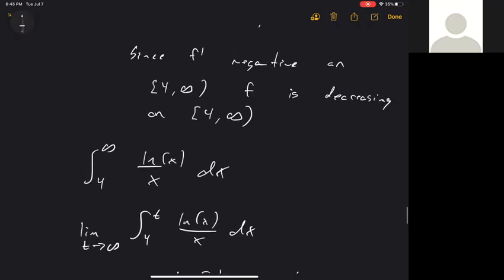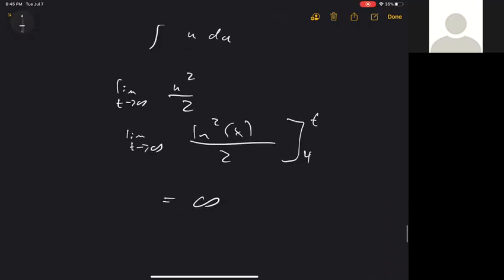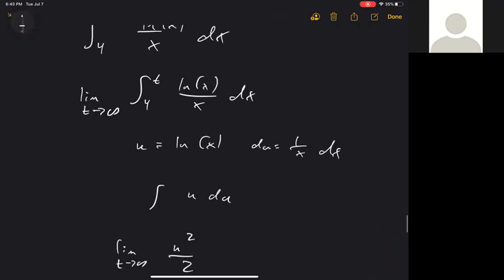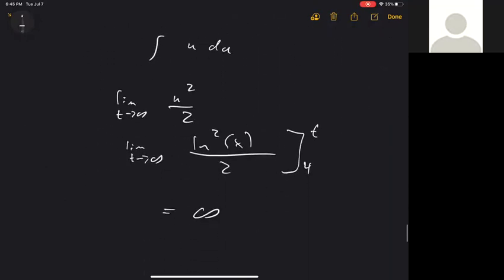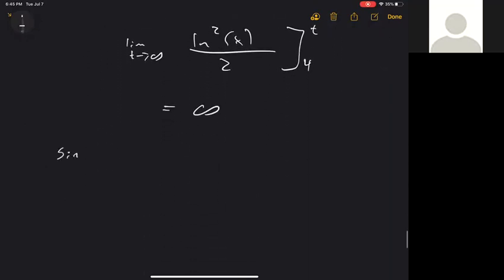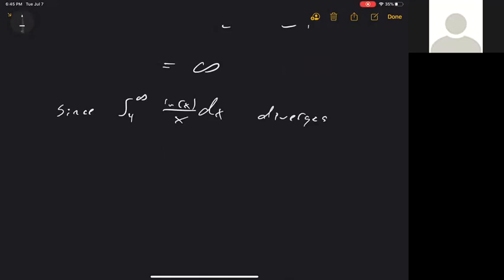So this improper integral diverges, right? Which means my series will also diverge. And then I need to have some sort of wrap up sentence, I would say. Since the integral from 4 to infinity of ln of x over x dx diverges, the series ln of n over n diverges by integral test.